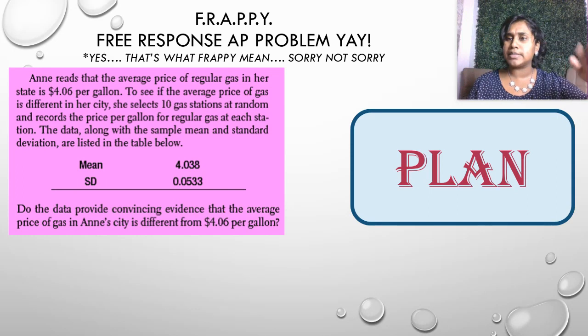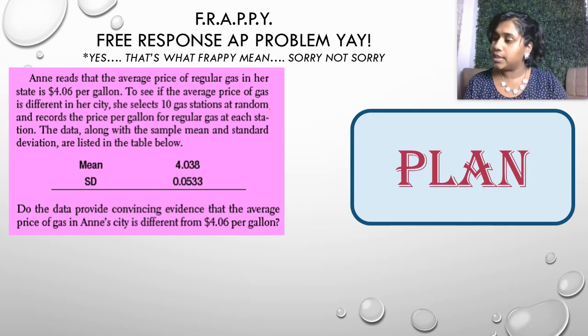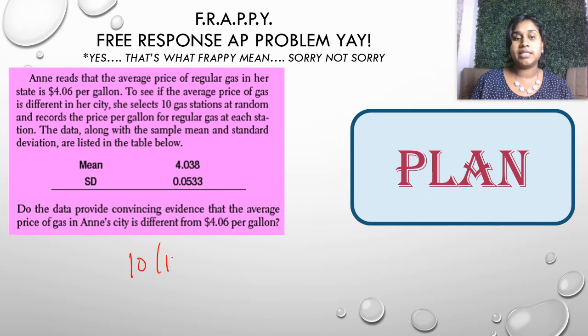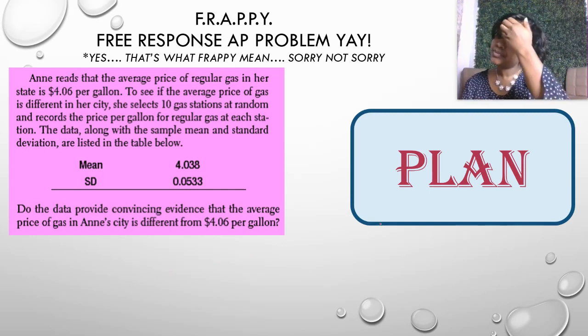I think I cut out some information. But you just state back that it was random. Found it. Okay, state back that it was random. Then 10%: we can make an assumption that 10 times 10 is 100, and that 100 is less than the total number of gas stations in Ann City.